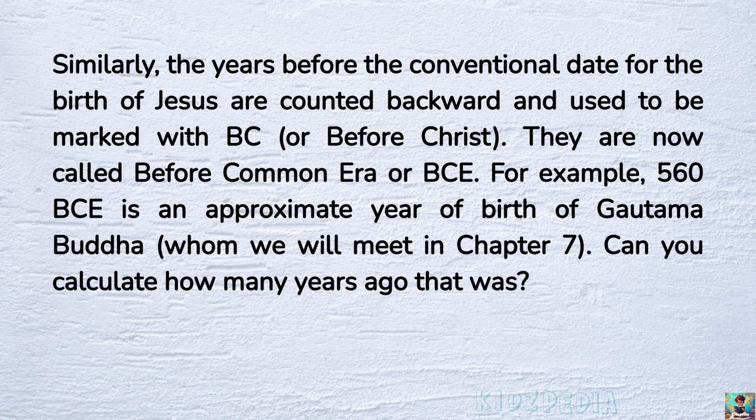Similarly, the years before the conventional date for the birth of Jesus are counted backward and used to be marked with BC, or before Christ. They are now called before Common Era or BCE. For example, 560 BCE is an approximate year of birth of Gautama Buddha, whom we will meet in chapter 7. Can you calculate how many years ago that was?